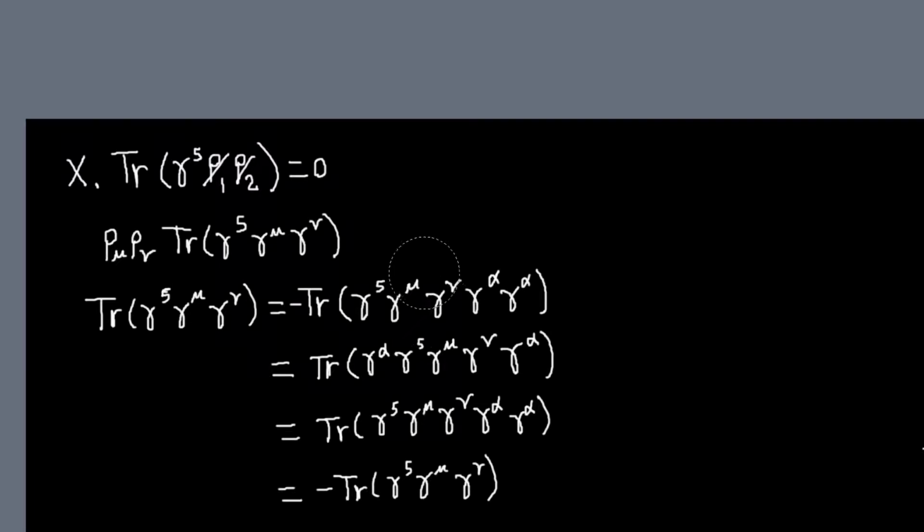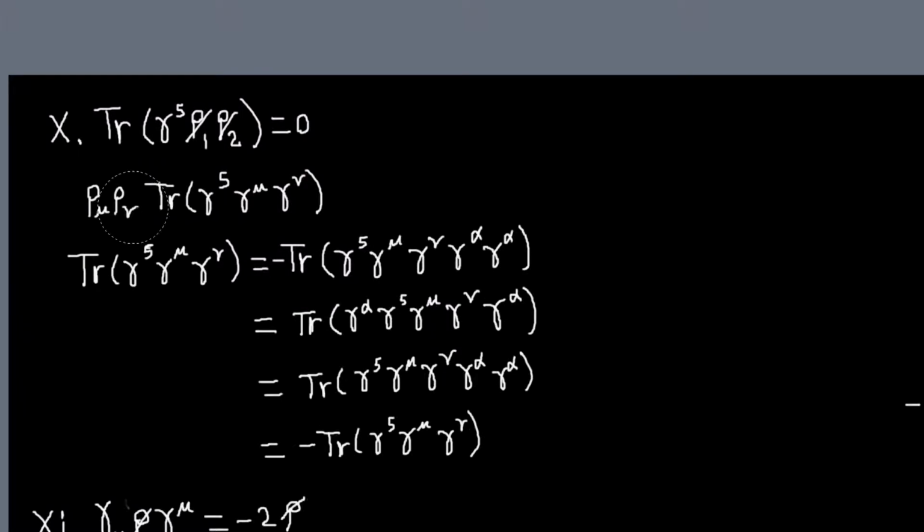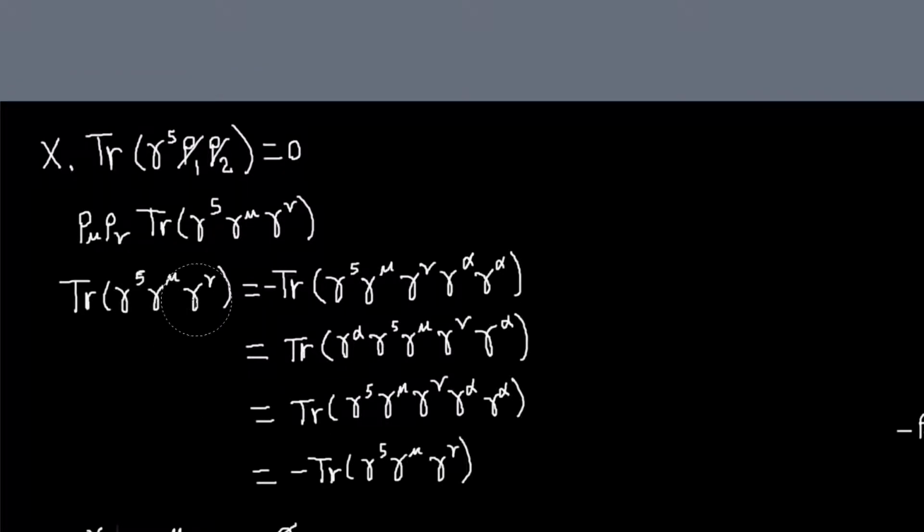And then I just proceed in the same way I've done the last few others. I anti-commute, because gamma alpha anti-commutes with these, because it's different. It also anti-commutes with gamma 5, so I can bring it all the way over. That anti-commutes 3 times, so I get a minus sign. Then I can permute it back over, and then this is -1, so I end up proving that this is minus itself.